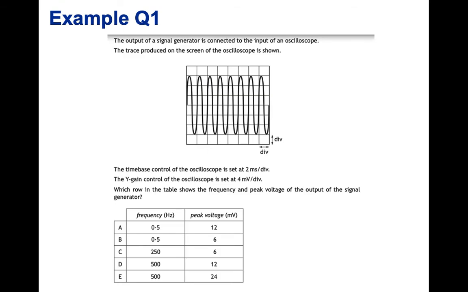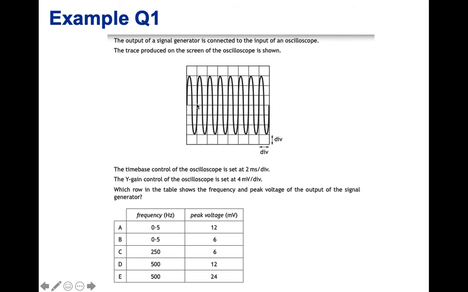I've got a couple of examples here. These are past paper questions, just to give you an idea of the sort of thing that they can ask. So this one, we have got lots of waves on the screen. One box is from here to here, so one complete wave is taking up one whole box. Don't be fooled by the fact that it's cutting through here. So that's one whole box.